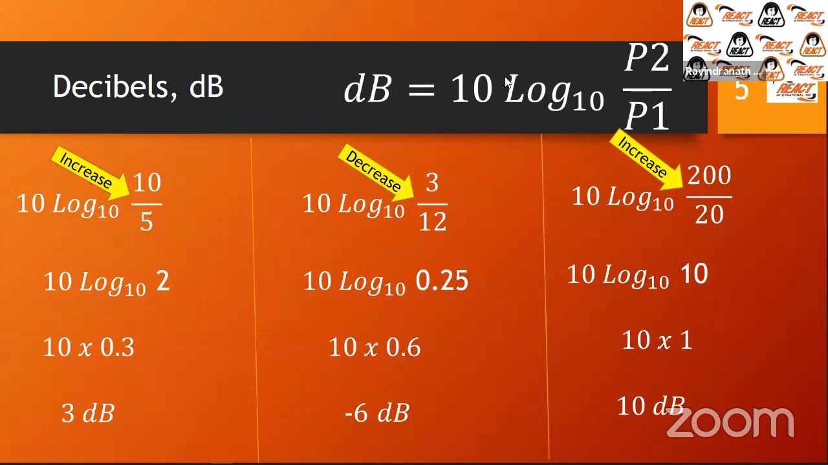And then you take the logarithm to base 10 of that value, and then you multiply it by 10. And that is how you come up with the dB value or decibel value. Strictly speaking, if it's with respect to a milliwatt, it'll be dBm. If it's decibel with respect to a watt, it'll be dBW and so on. But let's look at some examples.